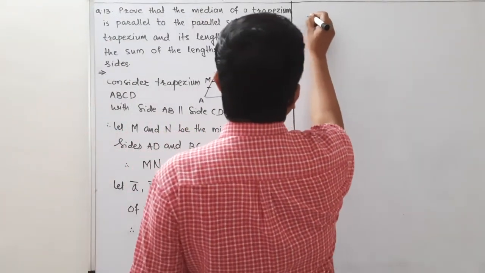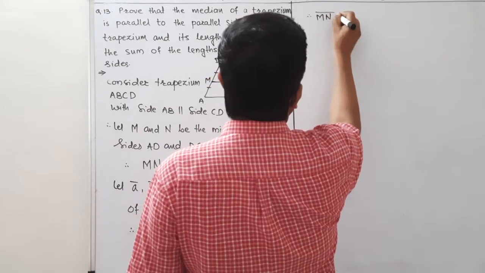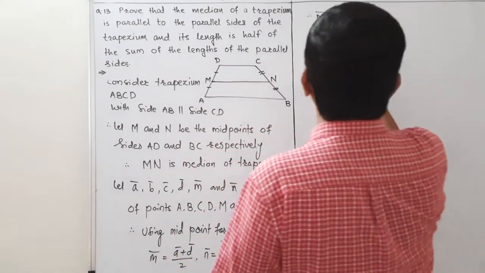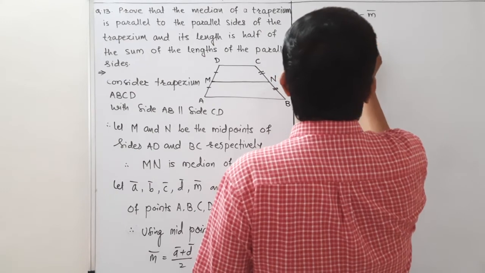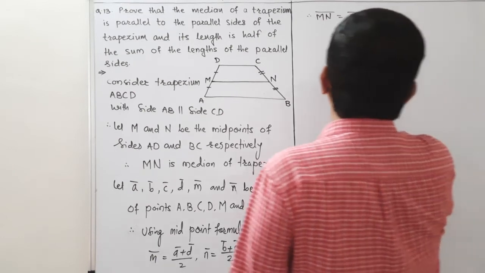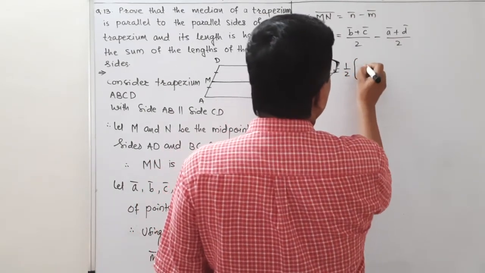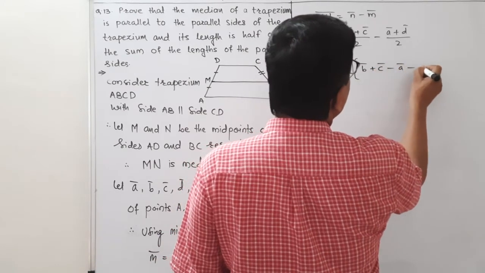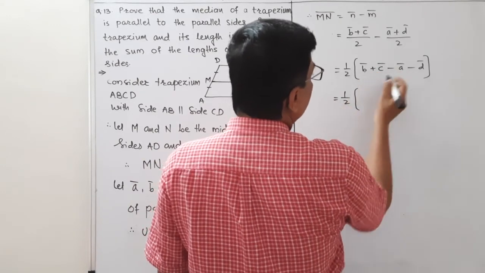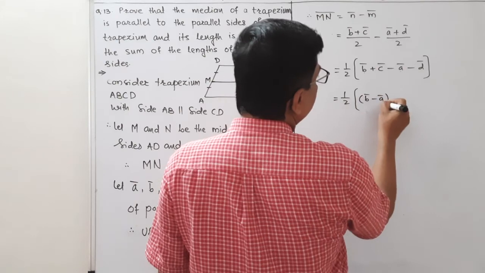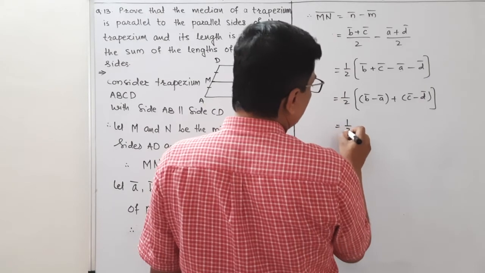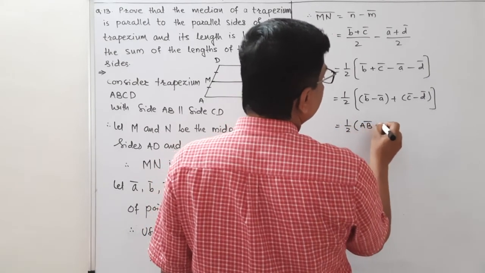तो MN वेक्टर फाइंड करेंगे, देयरफॉर MN वेक्टर इज इक्वल टू N वेक्टर माइनस M वेक्टर। N वेक्टर क्या है, N वेक्टर इज B वेक्टर प्लस C वेक्टर अपॉन 2 minus M vector is A vector plus D vector upon 2, that is equal to 1 by 2 into bracket B vector plus C vector minus A vector minus D vector, that is equal to 1 by 2 into bracket B और A को साथ में लेंगे B vector minus A vector plus C vector minus D vector, that is equal to 1 by 2 into AB vector plus DC vector.